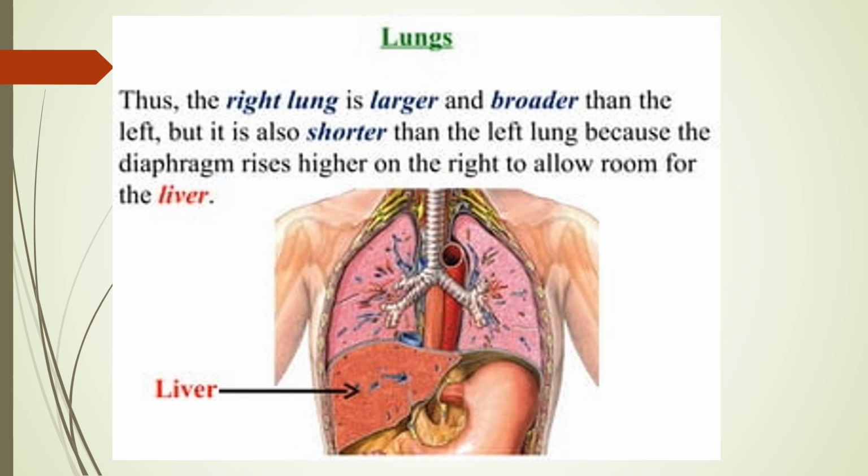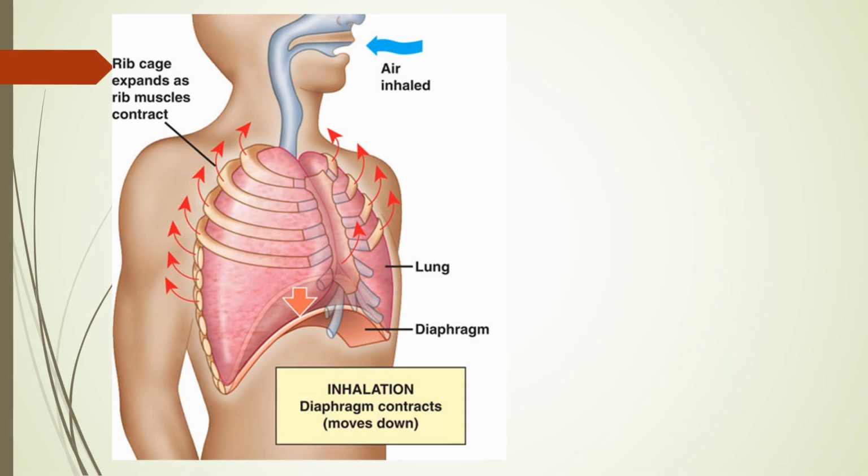Why is the right lung shorter and wider than the left lung? It is because of the position of the liver underneath it, as you see in the picture. The liver is located in the right upper quadrant of the abdomen below the diaphragm. The diaphragm is located below the lungs.